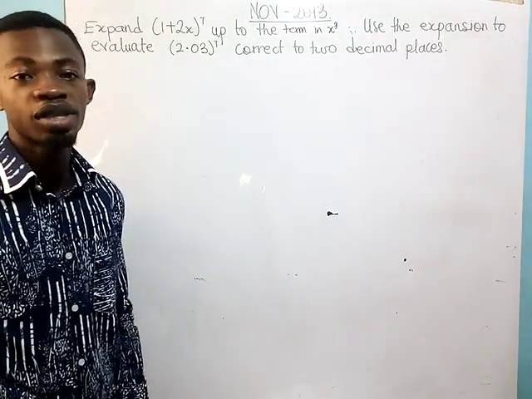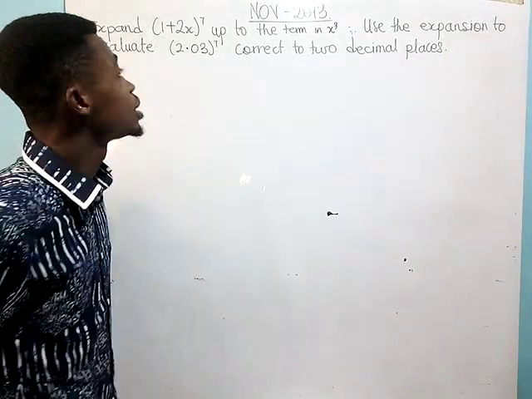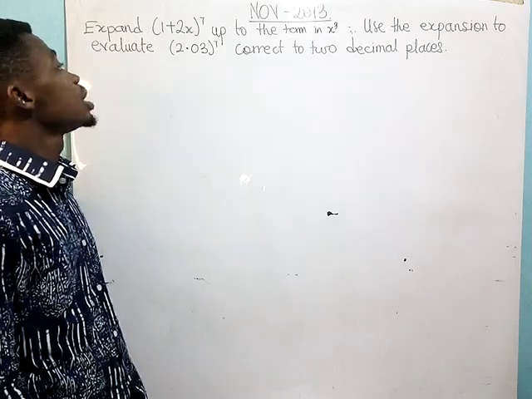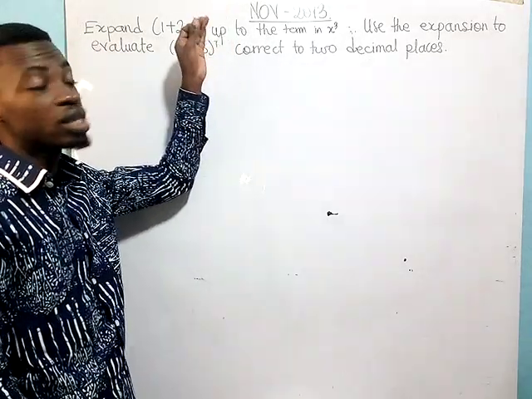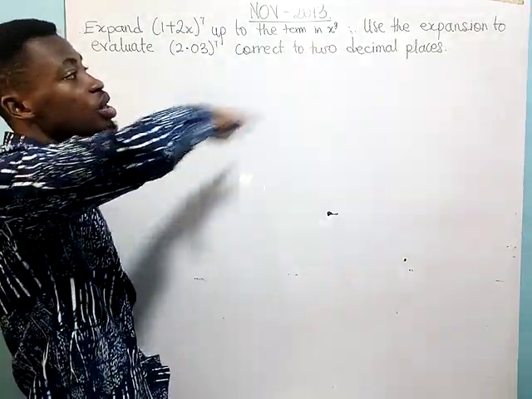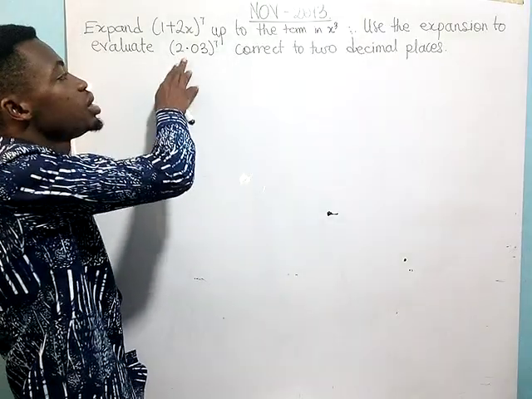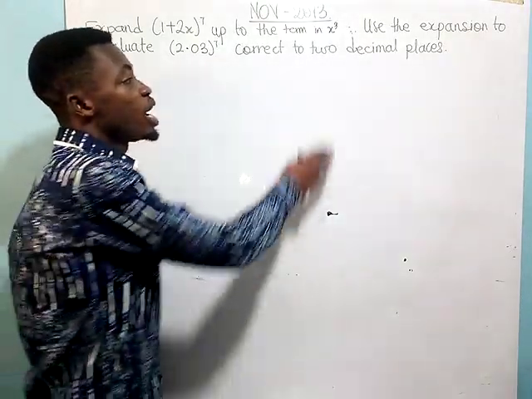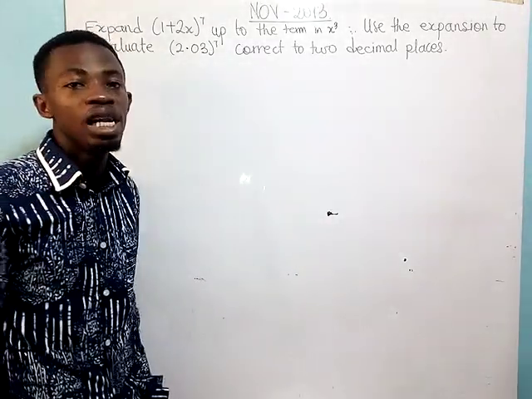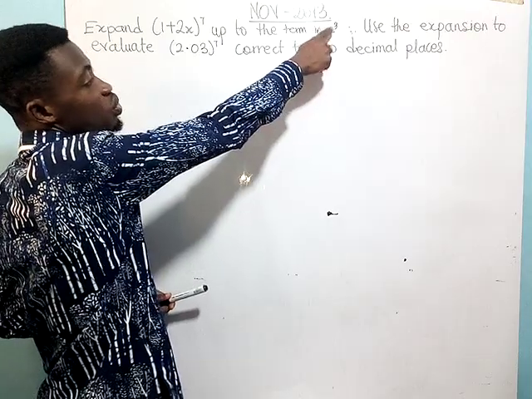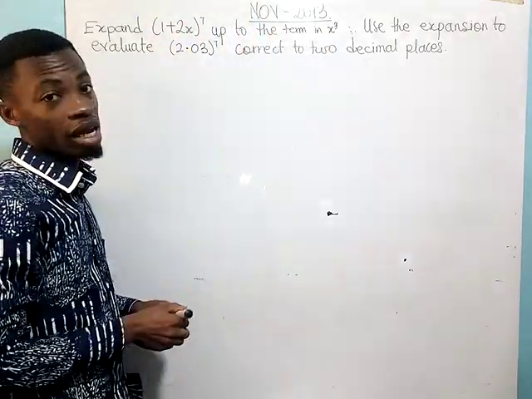This is Lawrence, the mathematics user, and we are looking at an Edexcel 2013 question, which says expand (1 + 2x) to the power 7 up to the term in x cubed. Use the expansion to evaluate 2.03 to the power 7, correct to 2 decimal places. Now, quickly, it says up to the term in x cubed, which means they are talking about the fourth term.